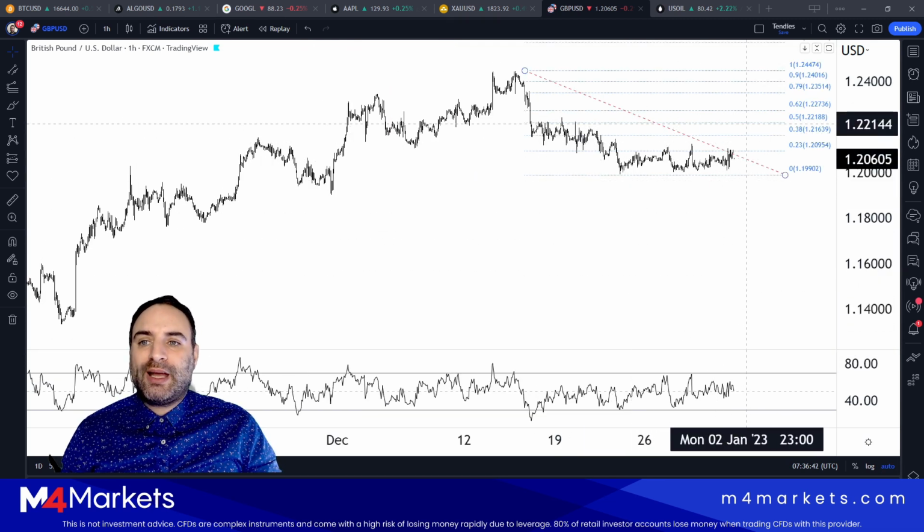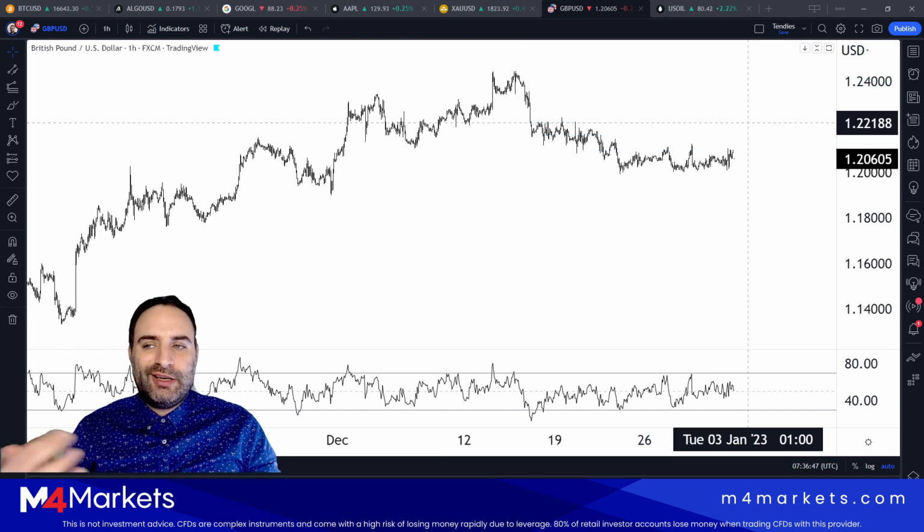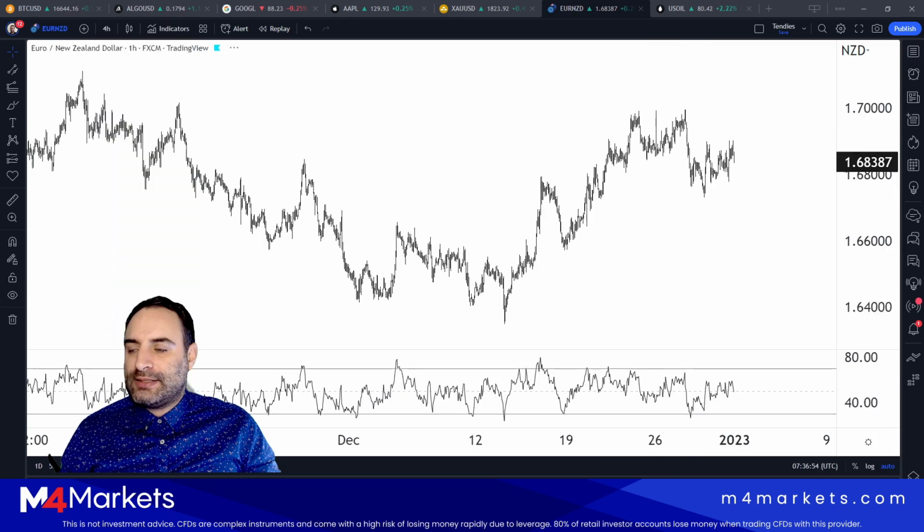Now, if we do break above the 50, the 122.18, then things are going to turn a little bit more bullish and we'll have to see where we can head from there.